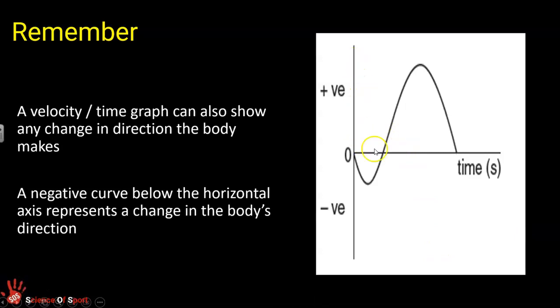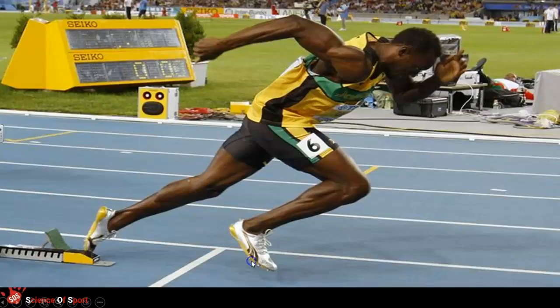Remember, above the line, positive velocity or positive direction, below the line, accelerations and decelerations in a negative direction. So the horizontal zero line there denotes which direction the object is changing velocity in.